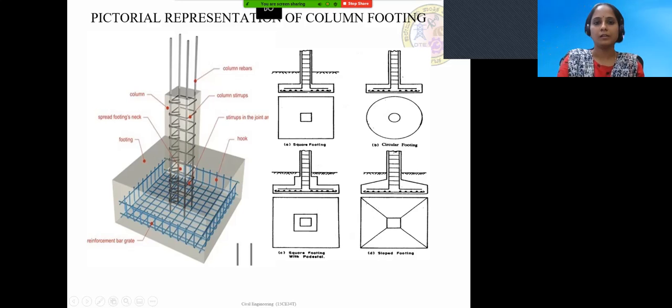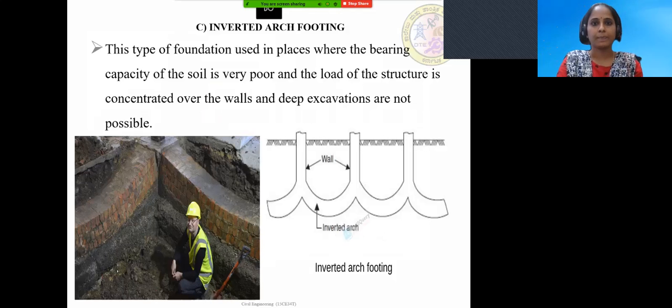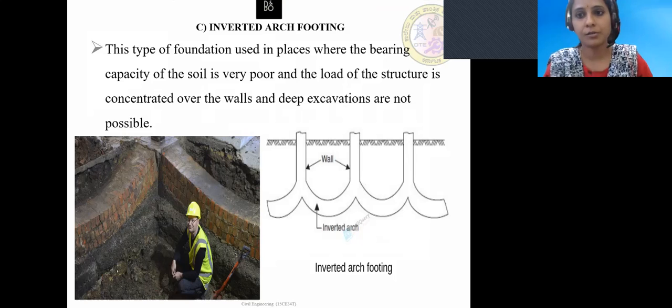Okay, next we'll move on to the next slide, that is inverted arch footing. This footing is used where the bearing capacity of soil is very poor. Again, the load of the structure is very high and concentrated, so deep excavation is also not possible. The soil nature is also not very good, and I have to go for deep excavations. So in that case, I'll choose an inverted arch footing.